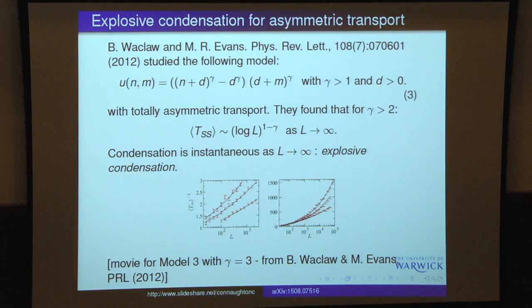Now this is the interesting one. Recently, Martin Evans and his postdoc introduced a variation of this model with totally asymmetric transport, which is basically asymptotically the same as the previous one with gamma greater than 2. What they found is that the time to stationarity is again decreasing as a log of the system size L. So this is essentially a model where the particles hop only to the right, and as the condensate starts to form, it accumulates mass sufficiently quickly that it can blow up in a time which goes to zero with the system size.